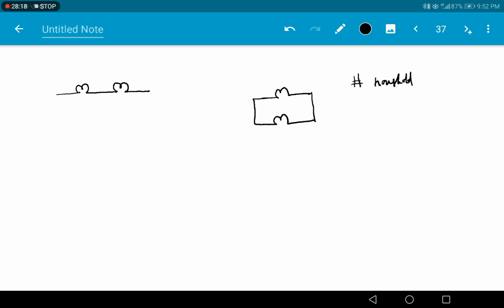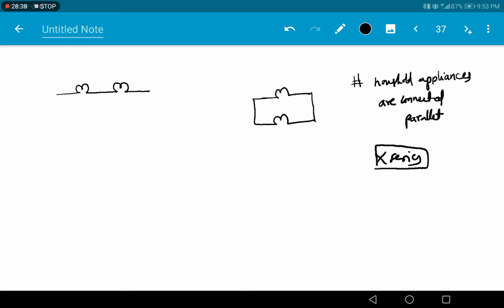Household appliances are connected in parallel. Very, very important. They are not connected in series. Okay, now if they are connected in series, what will happen?